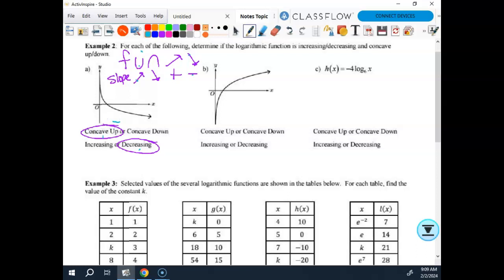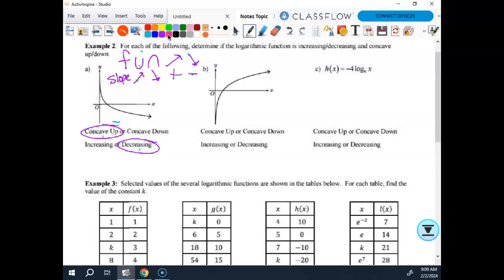And then if I asked you, is the slope positive or negative, you can see that it's negative, but it's also negative because the function itself is decreasing. Okay? So you've got that chart there to pull things off of. If you can figure out the function, it can tell you about the rate of change. Okay? We good? All right, so let's look at B.